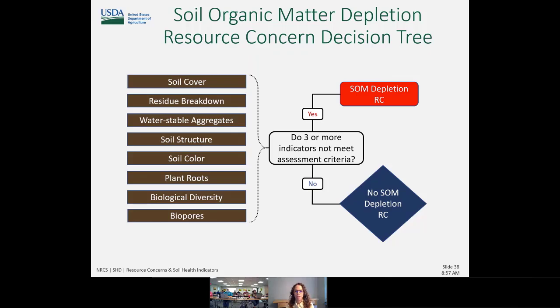For soil organic matter depletion, there's a little bit higher bar for identifying the resource concern, where you have the same indicators, but do 3 or more indicators not meet the assessment criteria? If that is the case, then you have a soil organic matter depletion resource concern, and if not, then you do not have that resource concern.